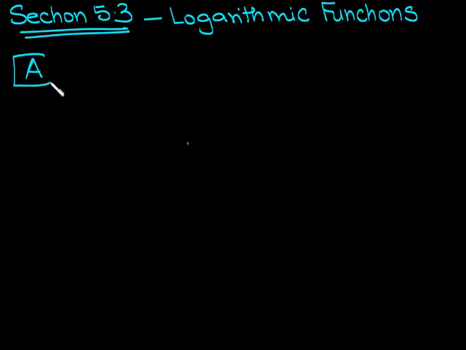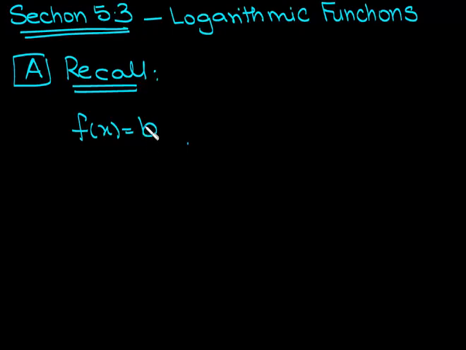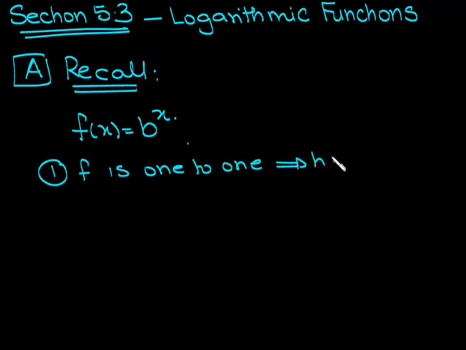If you recall from the previous section, we studied the exponential function. So let's write that down. We looked at f of x is equal to b to the x. Two things I asked you to remember in that section. One was that f is 1 to 1. That means it has an inverse.